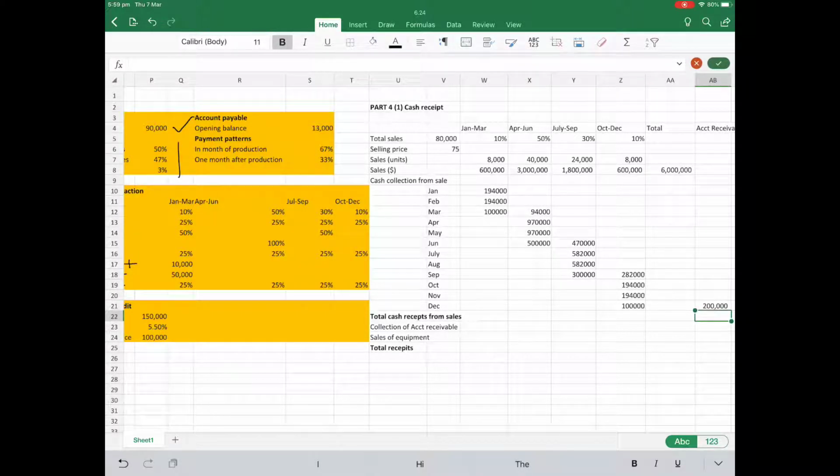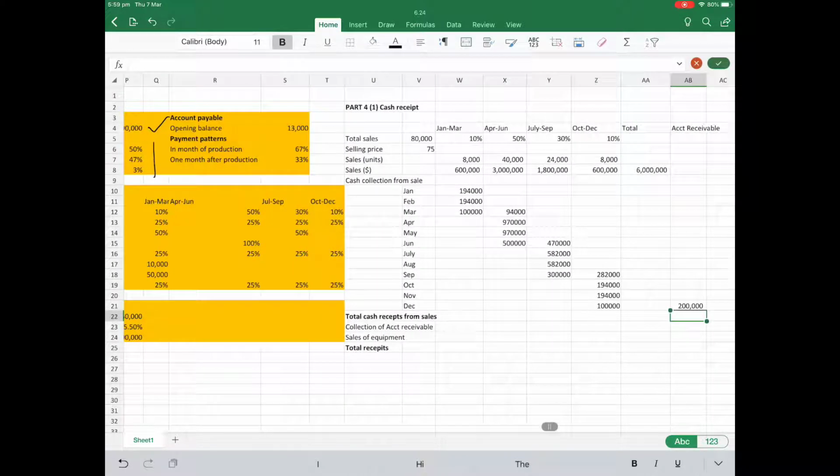Because from January to December, that is what we expected to collect. But maybe after December, the collection pattern change, and you may be able to collect everything. So the best is just leave account receivable as the whole amount that you have not collected yet. Maybe you can collect more or less than what you have collected during the year. Okay, so just leave it there.